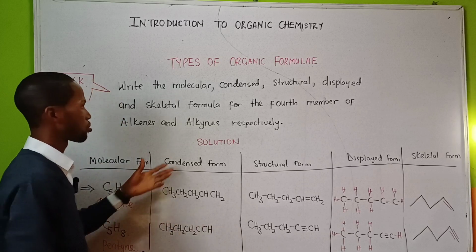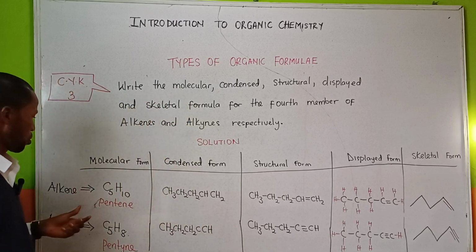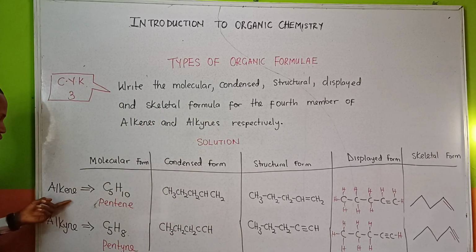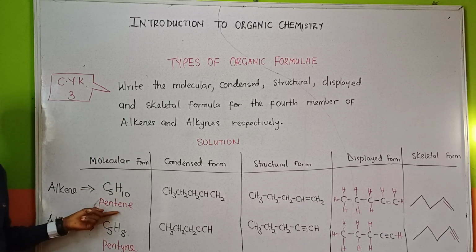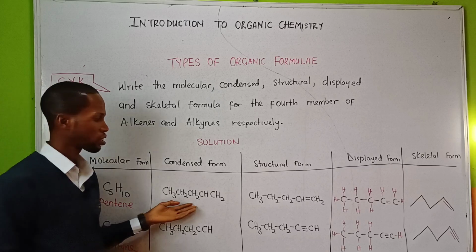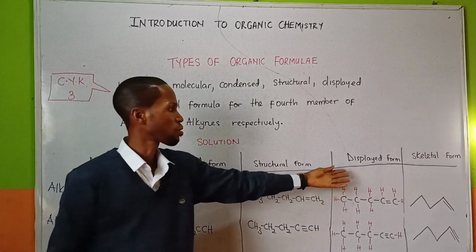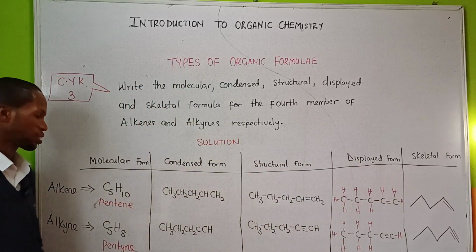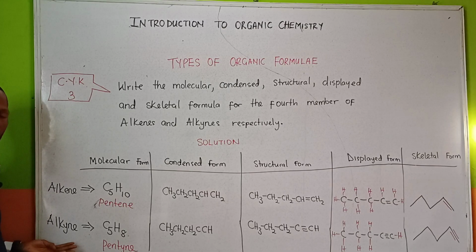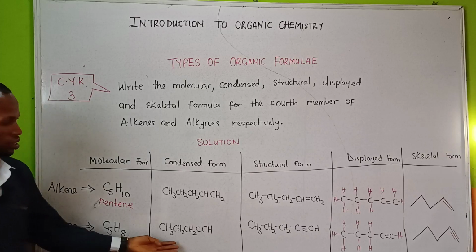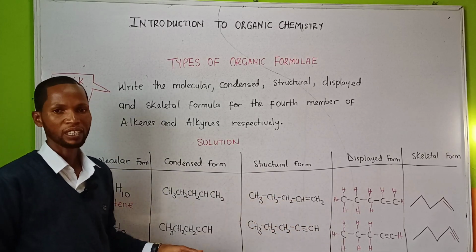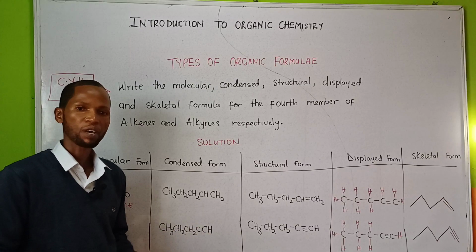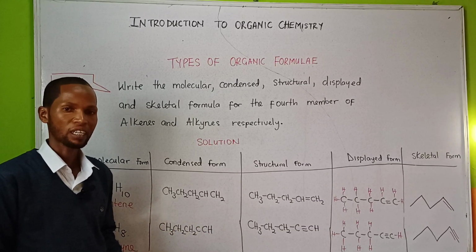Alright, here is the solution to the CYK3. The fourth member of the alkene series is pentene, which has this condensed formula, structural formula, display formula, and the skeletal formula. And the fourth member of the alkyne is pentyne with the respective formula. So kindly go through the table right here so that you can compare it with what you've gotten as an answer.